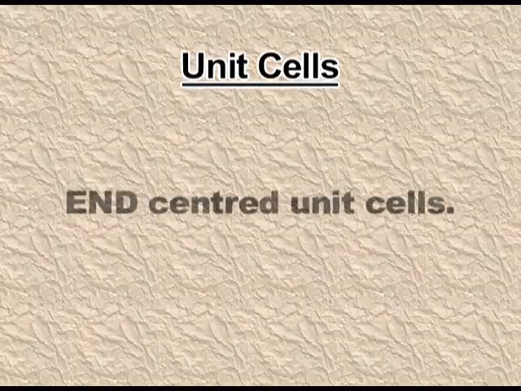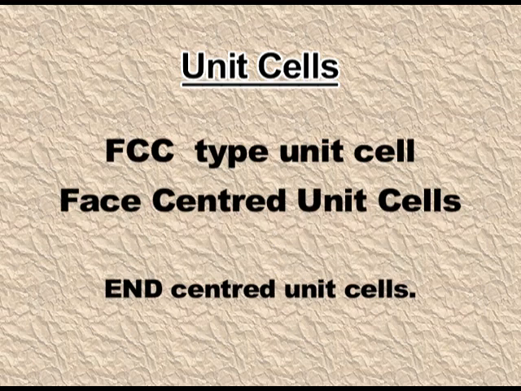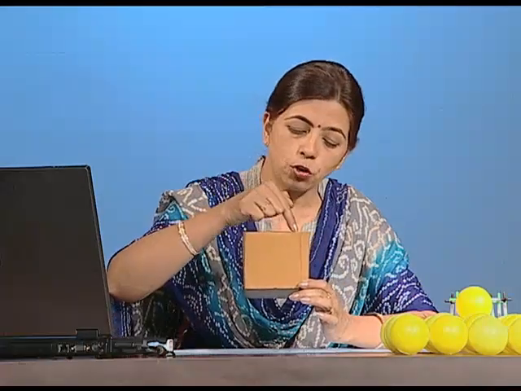There is also another type of unit cell that is known as end-centered unit cell. This is a special case of FCC, you can say that. In end-centered unit cell, the constituent particles are present at the corners and at the center of only one set of faces. One set of faces means if the constituent particle is present here, then the other will be present at the just opposite face, that means here.